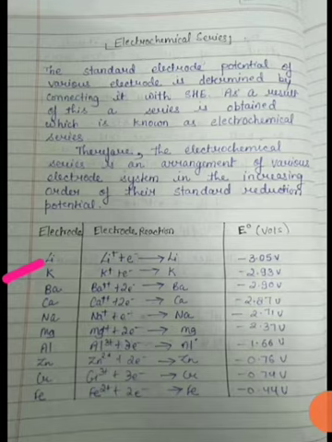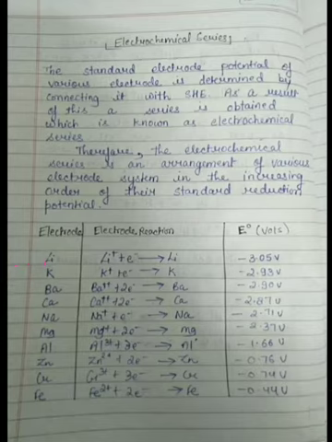One more thing that goes on decreasing is the reducing power also. Reducing power also goes on decreasing. That's why lithium is the most powerful reducing agent, lithium is most reactive, lithium is most electropositive. From here you have to correlate, and there are very many applications of this electrochemical series which we will discuss later.